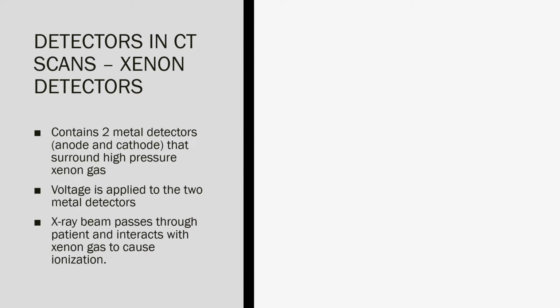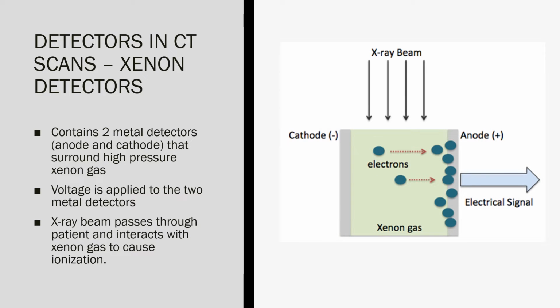When the X-ray beam passes through the patient, it interacts with the xenon gas and causes ionization. Ionization of xenon atoms causes buildup of electrons and also creates an electric field. The electrons move towards a positively charged detector and will eventually cause a buildup of charge on the anode. The buildup of charge is transferred into an electrical signal that is displayed onto a computer. The computer then determines how much radiation was attenuated by the body.